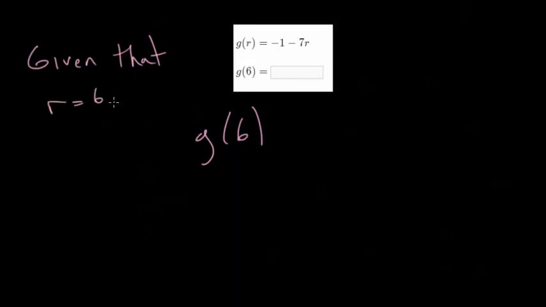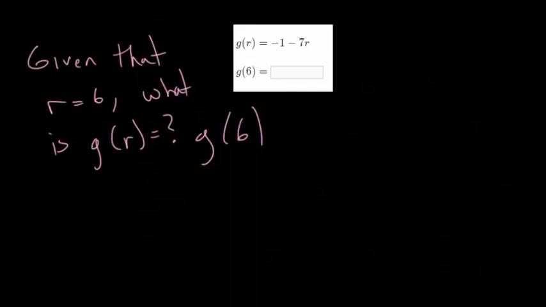And let's do one more like this. So we have g of r equals minus 1 minus 7r. So we want g of 6. So now we're given, let me write this out one more time. Given that r equals 6, what is g of r? So what would our dependent variable be when our independent variable was given as 6?